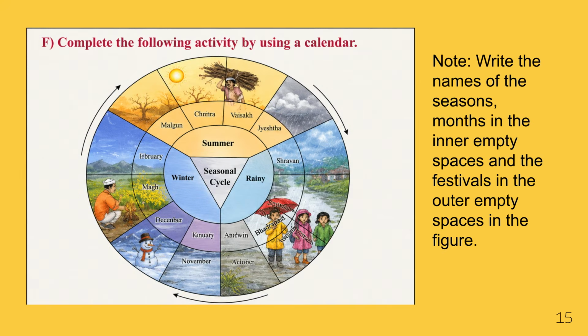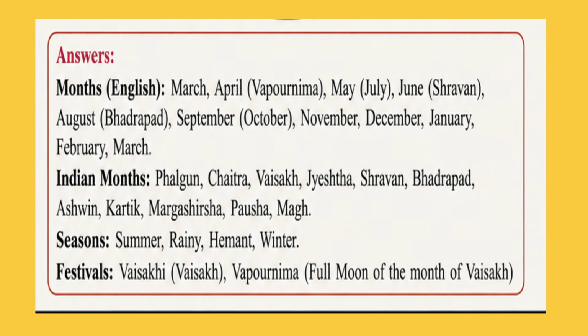To wrap up, use a calendar to complete this seasonal cycle diagram by filling in the appropriate names of seasons, months, and festivals in the provided spaces. Now, let's explore the contributions of ancient Indian thinkers to science. First is Aryabhata, born in 476 CE, a famous mathematician and astronomer who wrote the Aryabhatya. He scientifically studied eclipses and explained that the Earth rotates on its axis.